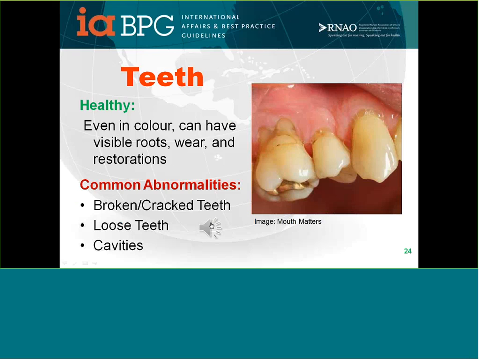So now we're going to move into the teeth section. When teeth appear normal, they are even in color, can have visible roots, wear, and restoration. Common problems occurring with teeth include broken teeth, loose teeth, and cavities. The image provides an example of what teeth might look like when they are normal.